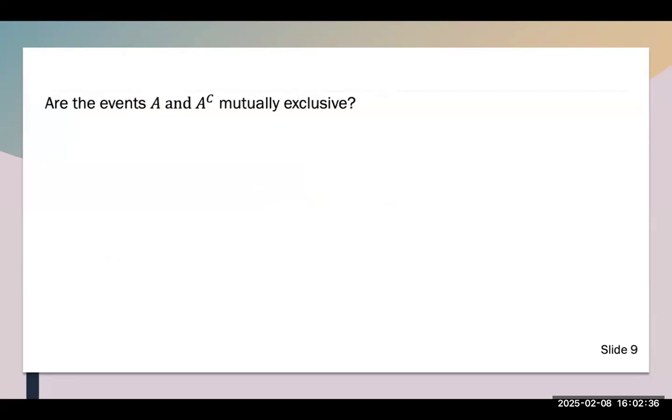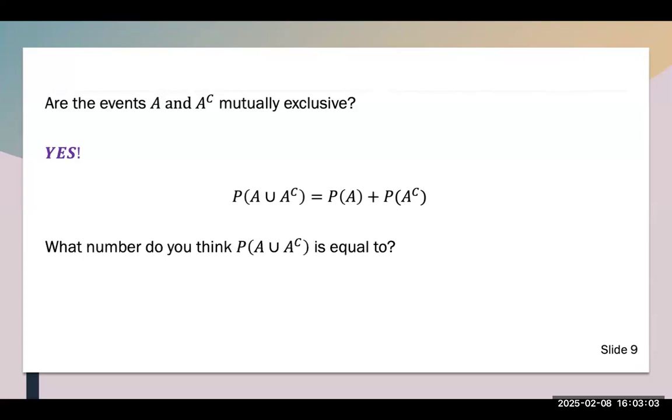Now, in the last video, we talked about the complement of an event. So are the events A and A complement mutually exclusive? Yes, they are mutually exclusive. So that means they have nothing in common. And so the probability of A or A complement is just we add those two together, the probability of A plus the probability of A complement. What do you think the probability of A or A complement is equal to? Well, it is equal to 1 because A or A complement is the whole sample space. So the probability of the whole sample space is 1.